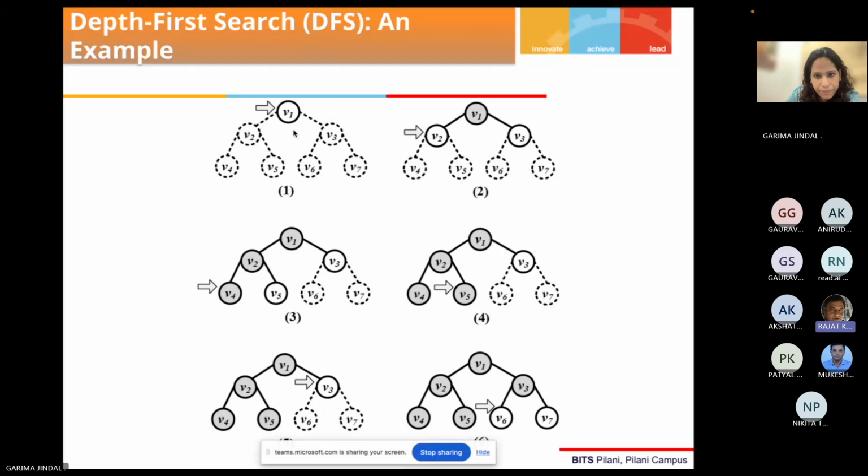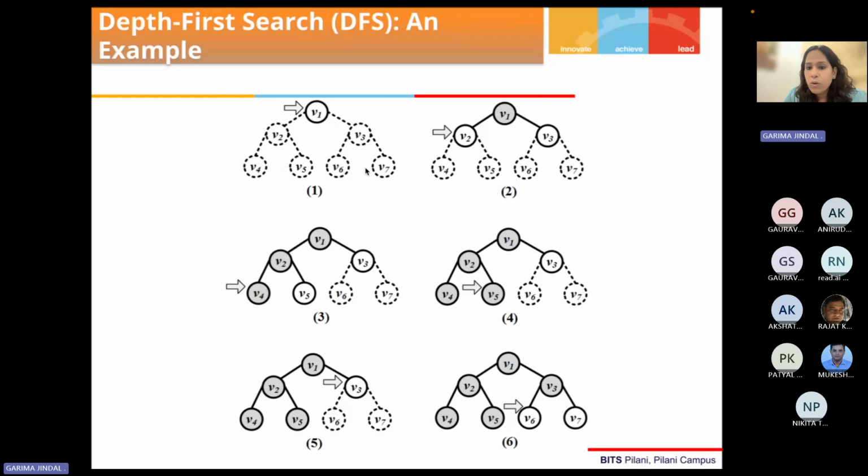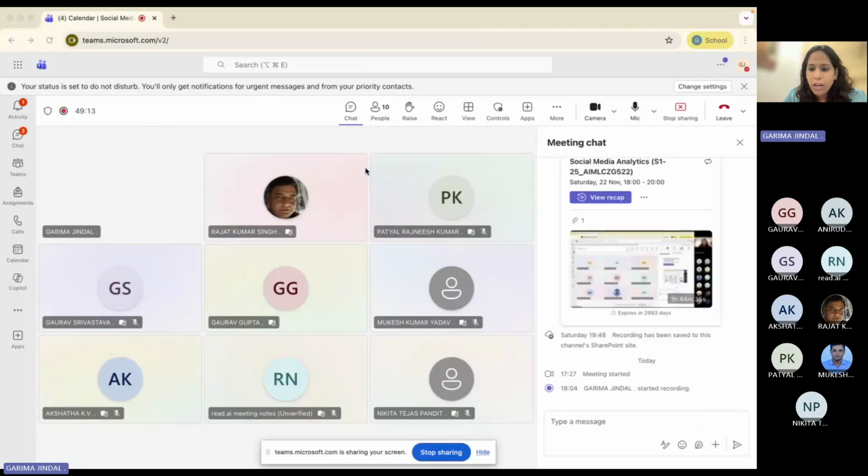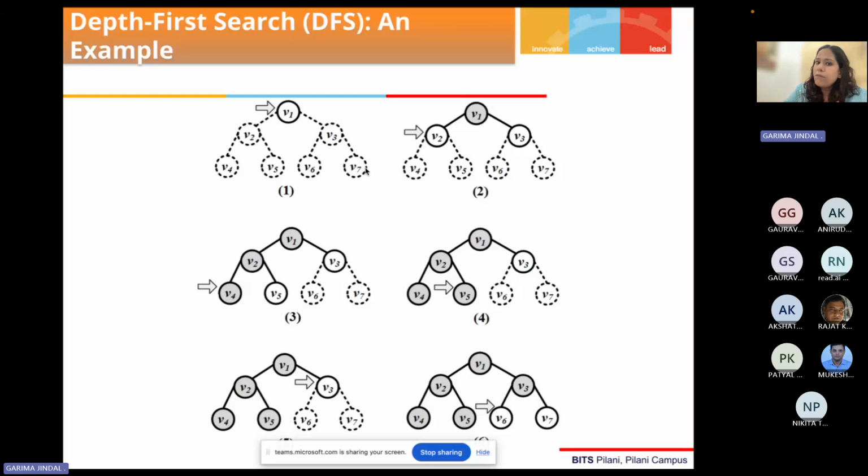It will be V1, V2, V3, V4, V5, V6, V7. Correct. So this will be the order if we are doing the breadth first search. In order to implement the breadth first search, we use a queue. Can anyone answer what are queues? First in, first out. Correct. So we will be using queues to implement breadth first search. Initially, you will start with traversing V1.